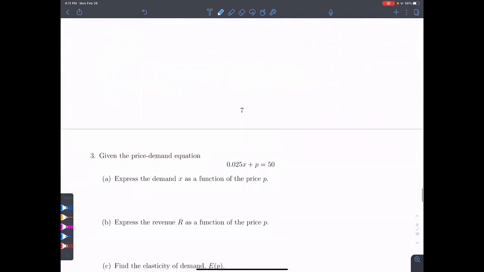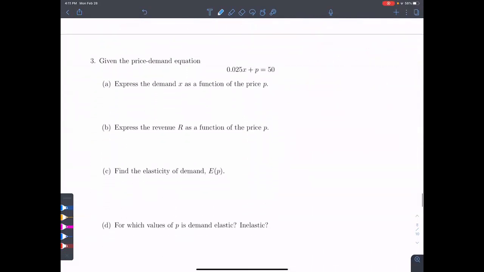Okay. Let's keep going with a couple more examples. So number 3, we have this price demand equation. Again, that is not in terms of p, it's not an f of p thing. We're going to have to make it be that. So we'll have 0.025x equals 50 minus p. Still trying to get x by itself. So we're going to divide by 0.025.